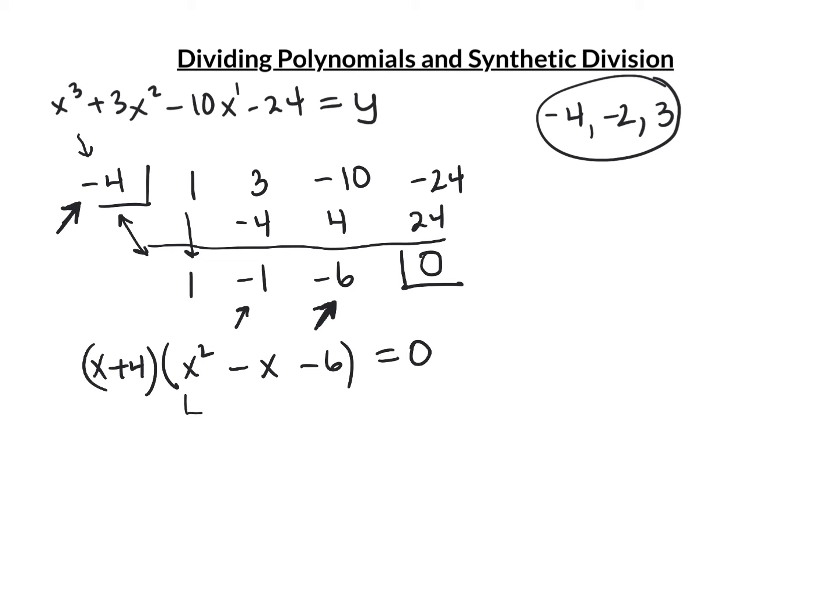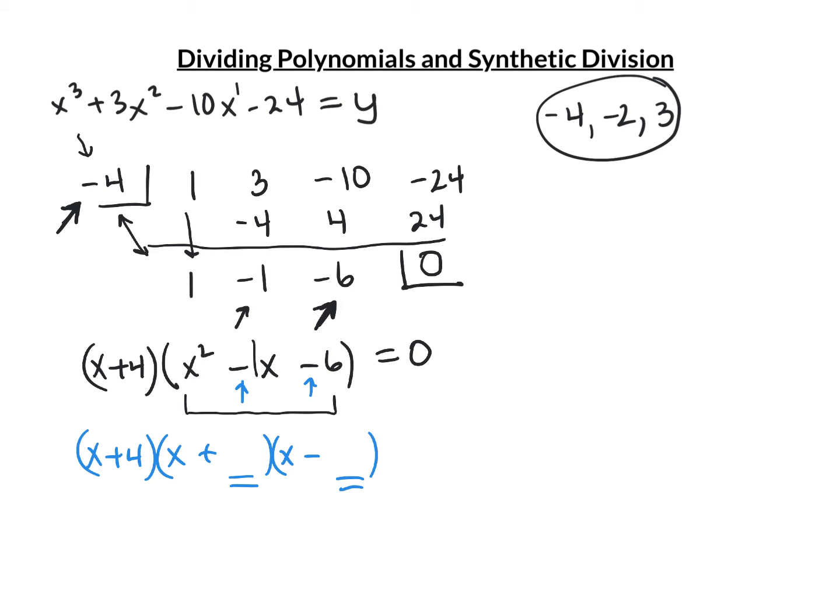At this point, I can factor this because there are factors of 6. Let's change colors. Factors of 6 that subtract to 1. That's 3 and 2. This becomes x plus 4, and I have 2 sets of parentheses. I know that x times x is x squared. I know that this number times this number makes -6. That's a positive times a negative.